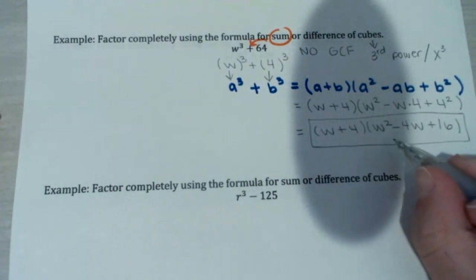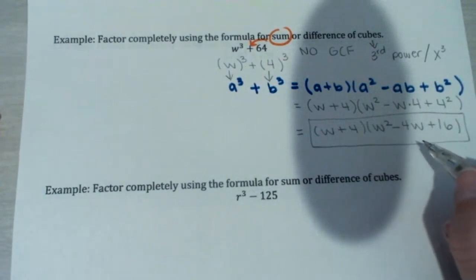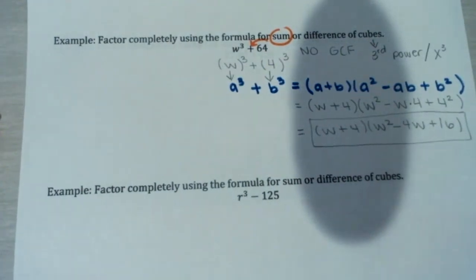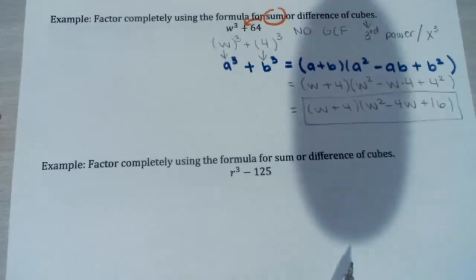This last part, even though it's squared, it can never be factored, so don't even waste your time trying to factor it. That's your answer. You're done. So w plus 4 times w squared minus 4w plus 16. Let's do this next one.